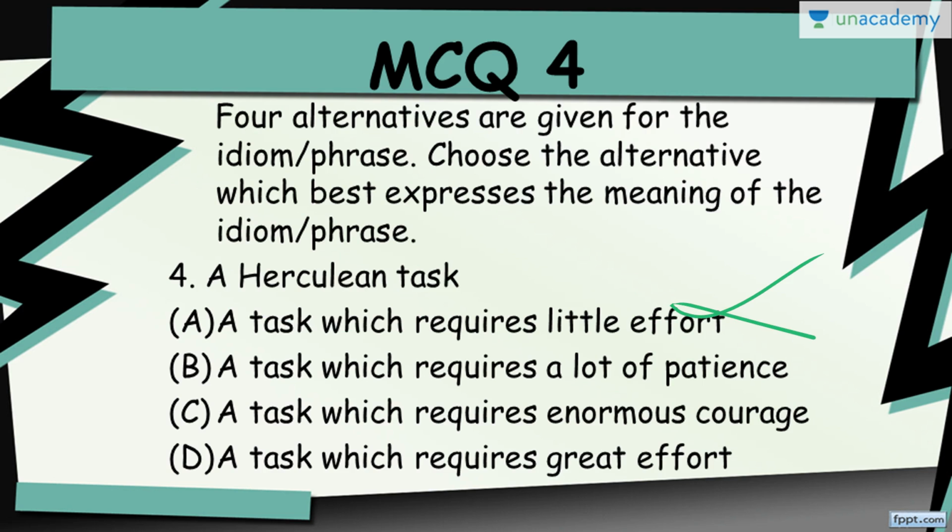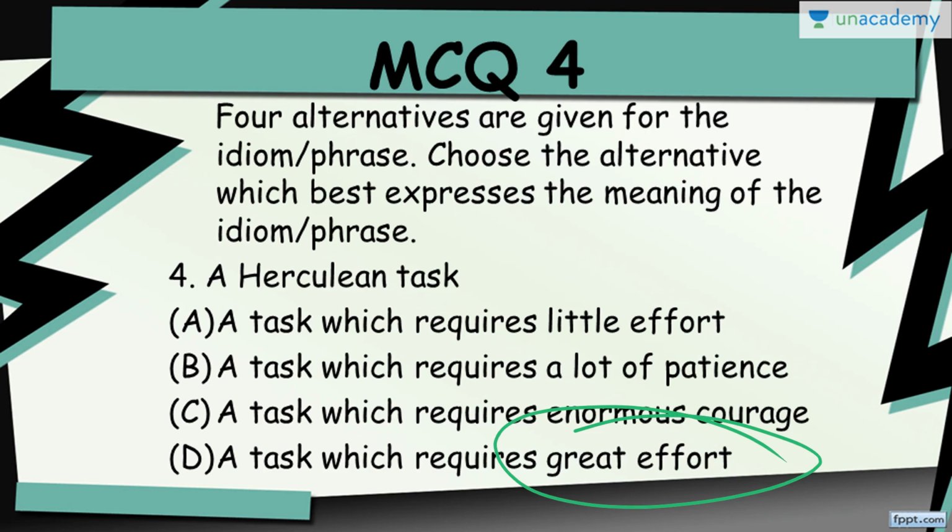Then we have this next option, a lot of patience. Now we've usually seen that the big people, the giant people, they have no patience. They are usually on their toes to do something. So again, we eliminate this option, that this couldn't be the right one. Then we have one which says it requires enormous courage. Now this might be the right one. Then we have the last one which says great effort.